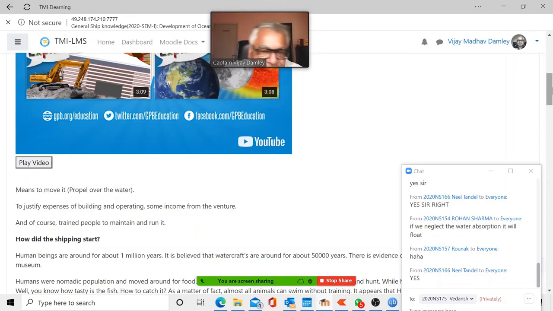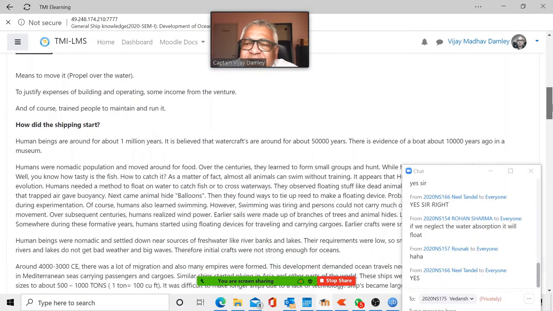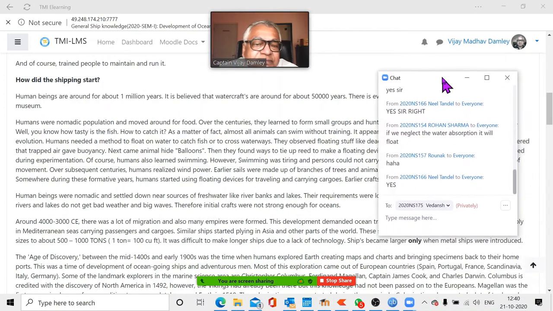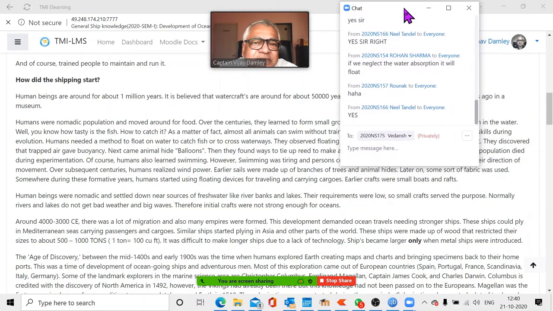Now what happens? This is a basic thing about ships. How shipping started is a long history. It is like this: there was supposed to be only one continent in the beginning, then it broke and Australia was formed, then Africa, then the Americas broke, then South and North America were formed. One way or the other, whatever happened, anyway.